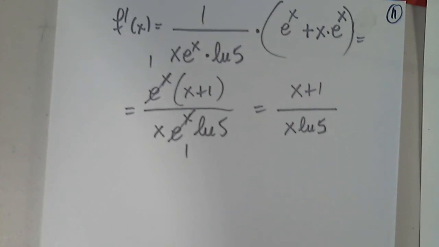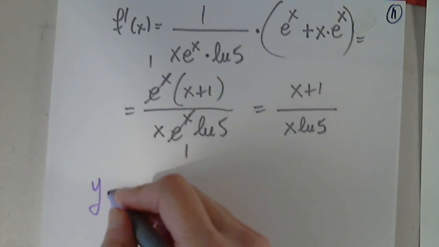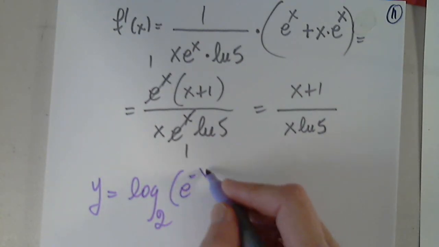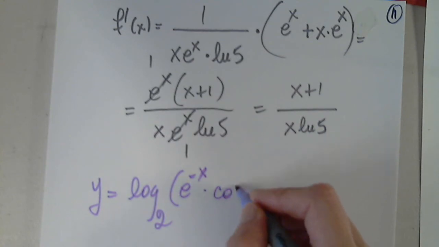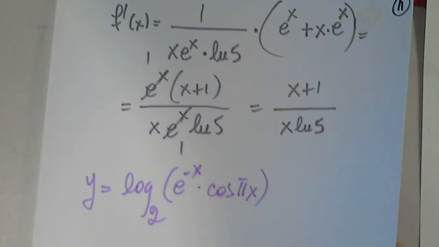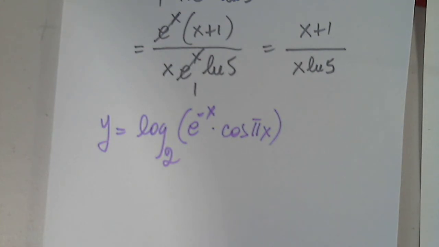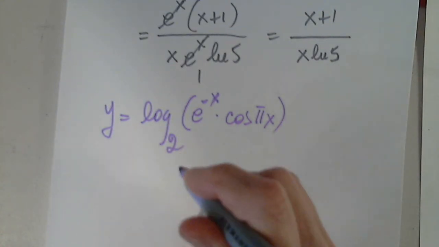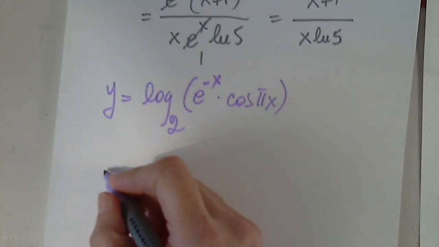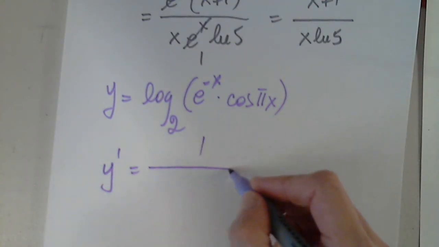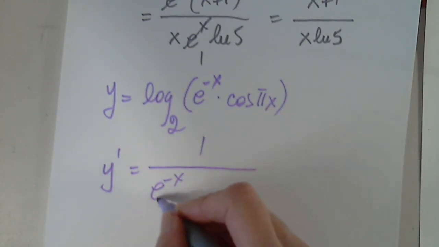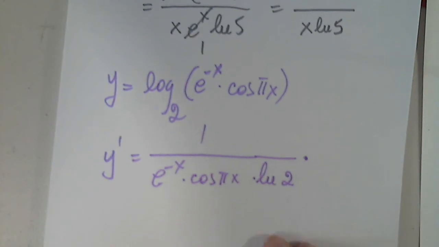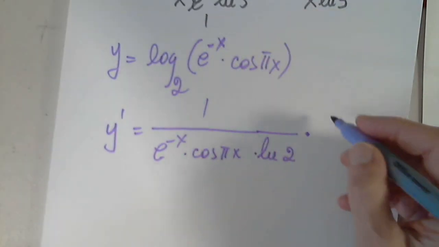Yes. Okay, so let's look at y equals log base 2 applied to e to negative x multiplied by cosine pi x. The same question, find the derivative. I noticed that this is not natural log, so I have to have a constant in the denominator of natural log 2. So y prime is 1 over the function multiplied by natural log 2, and now I have to multiply by the inner function prime.